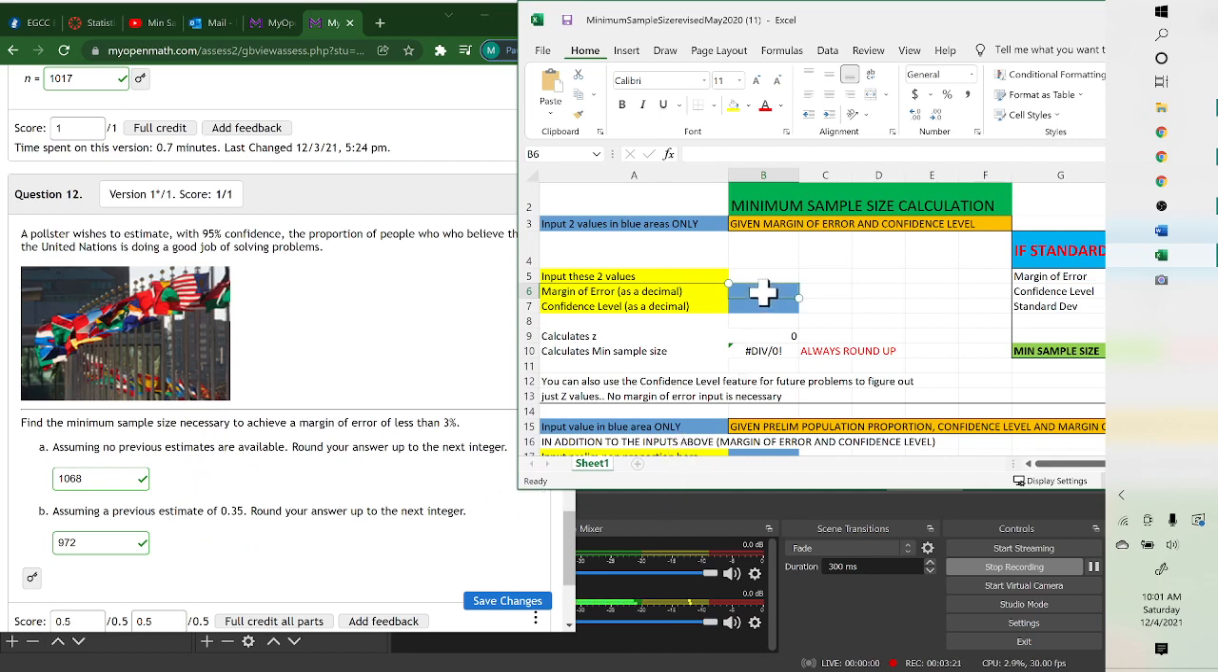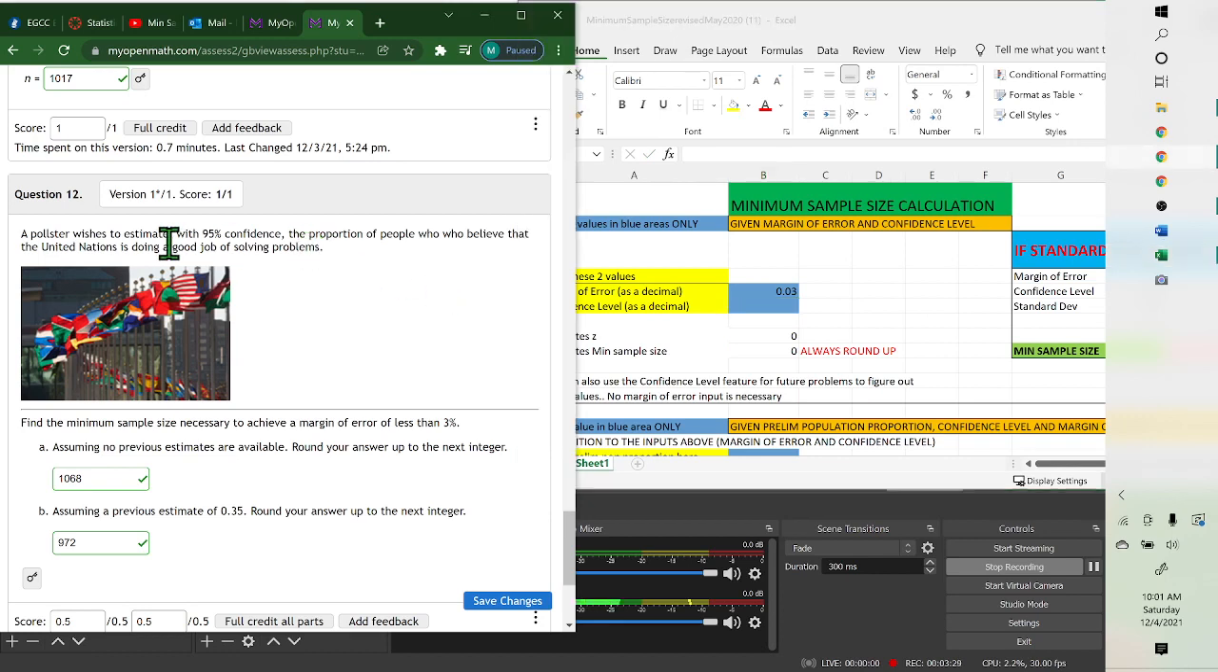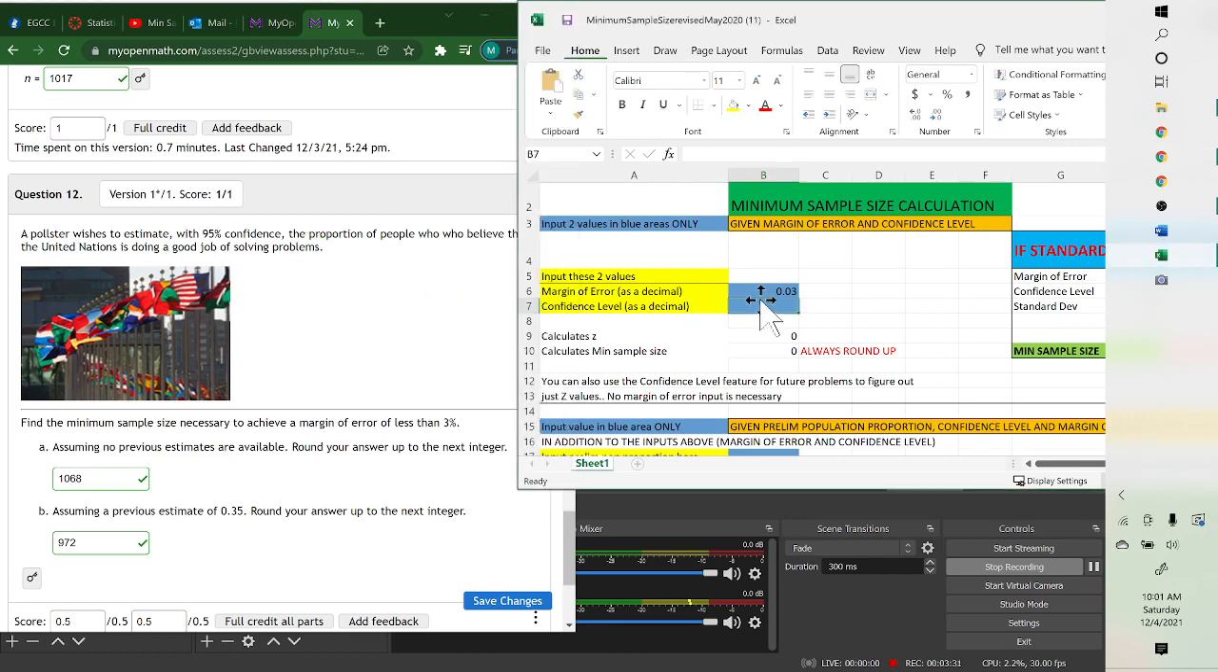So margin of error was 3%, 0.03. Confidence level, 95, 0.95. And so 1,068.